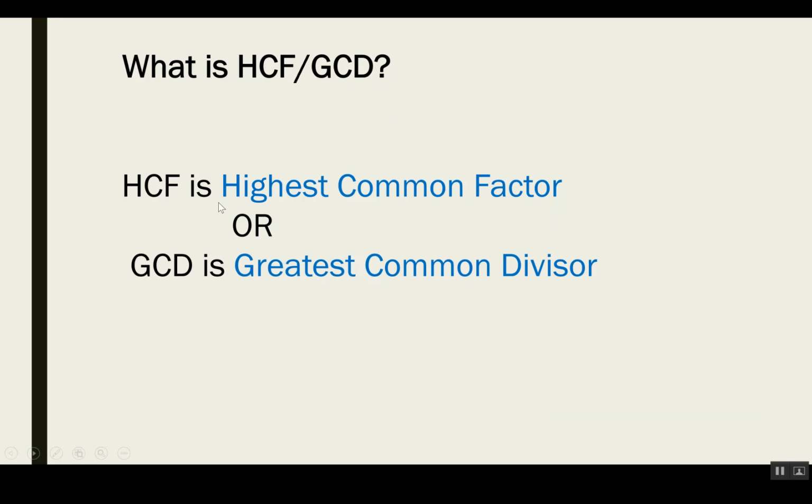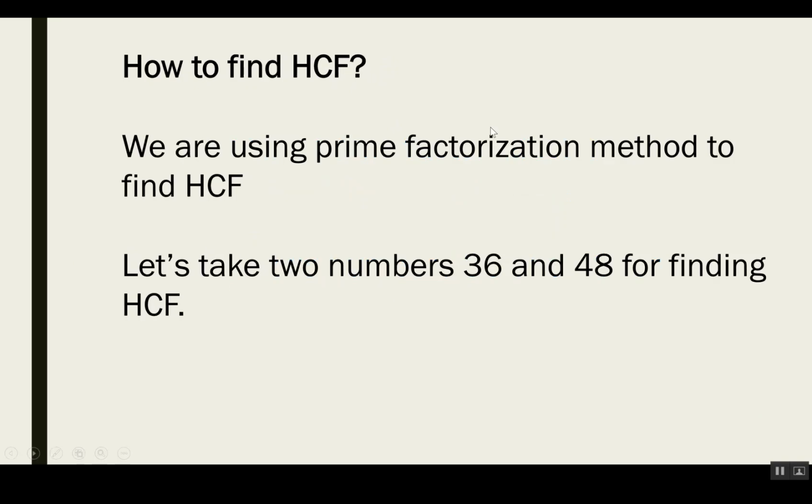HCF is also known as highest common factor, or sometimes we use the term GCD, which is greatest common divisor. So how do we find the HCF? As I said earlier, there are a couple of methods through which we can find the HCF, but in today's video we're going to use the prime factorization method. Let's take two numbers, 36 and 48, for finding the HCF.